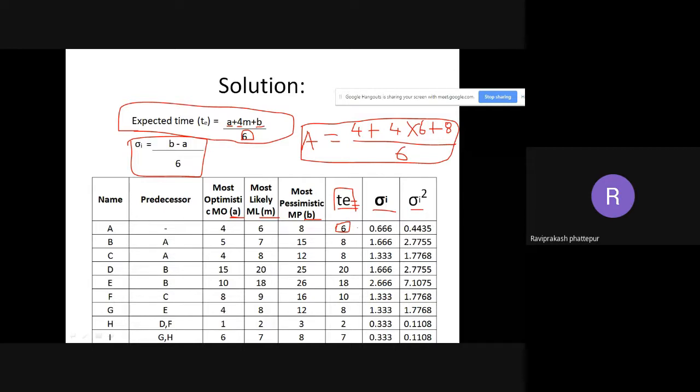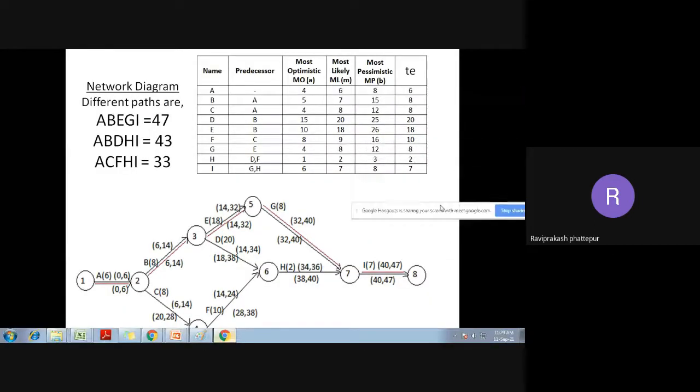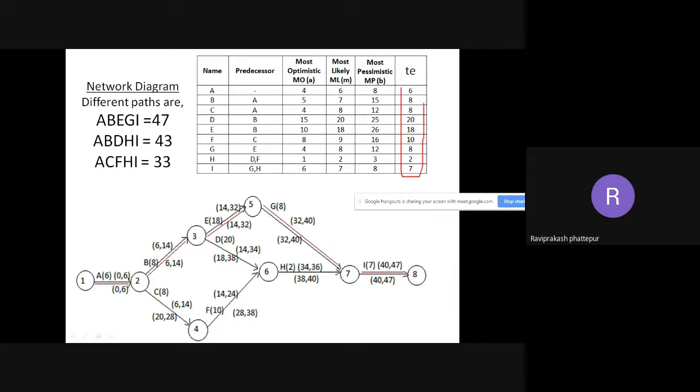After finding TE, we'll go to the next step, that is the network diagram. I have already drawn the network diagram using this particular table, with TE as my duration. You should not use these three values; I have already arrived at TE, so I need to use TE. The network diagram looks like this at the bottom. For A, there is no predecessor, it starts at 1 and ends at 2. A is the starting point, so B is on 2 to 3 and C is 2 to 4.